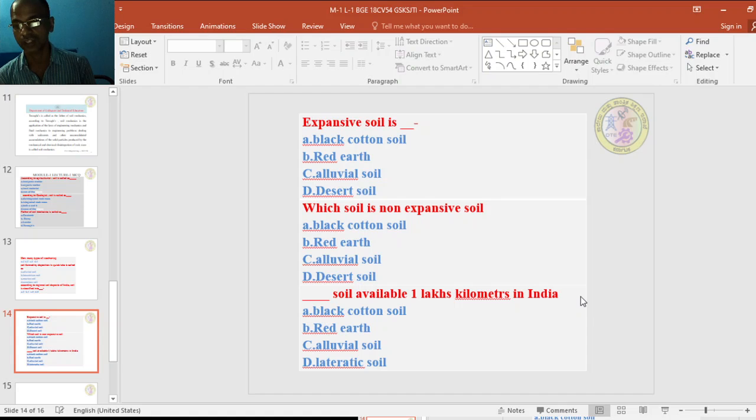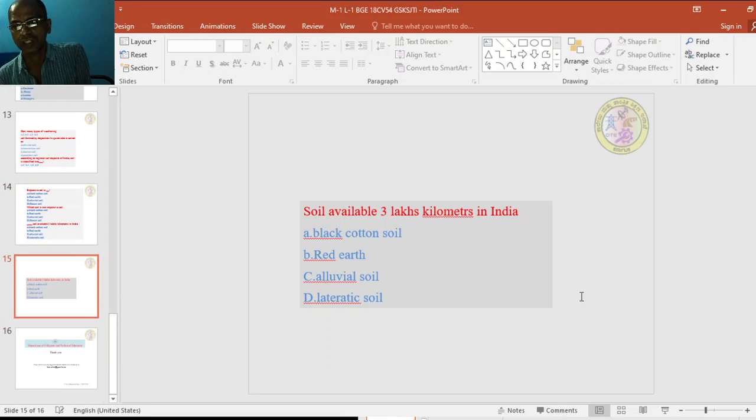The option is B. The soil available over 1 lakh square kilometers in India. Option A is black cotton soil, B is red earth, C is alluvial soil, D is lateritic soil. It is the lateritic soil deposit. Okay, the soil available over 3 lakh square kilometers in India. Option A is black cotton soil, B is red earth, C is alluvial soil, D is lateritic soil. It is black cotton soil.